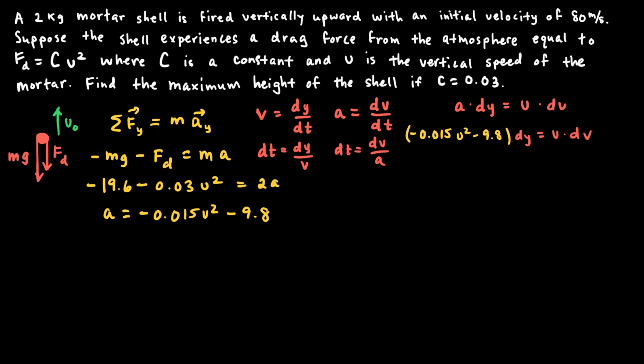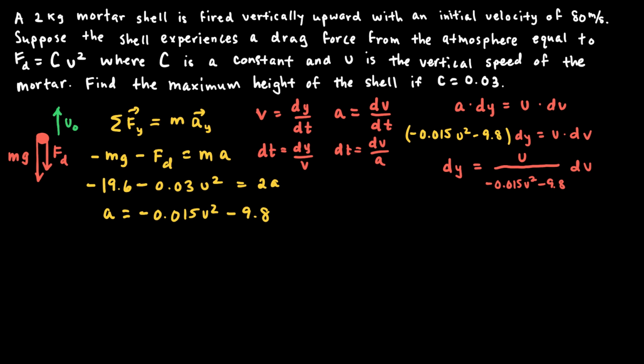What I'd like to do next is separate the variables, right? So move everything that involves the velocity to the right-hand side and leave the dy on the left-hand side, since all of these other terms include v. And so what that looks like is dy equals v divided by the expression for the acceleration, so minus 0.015 v squared minus 9.8, times dv.